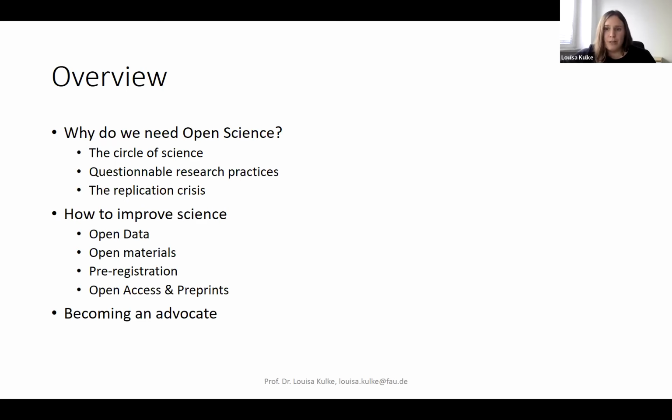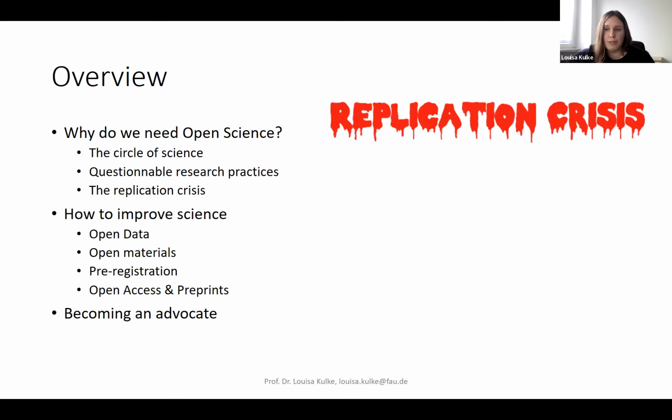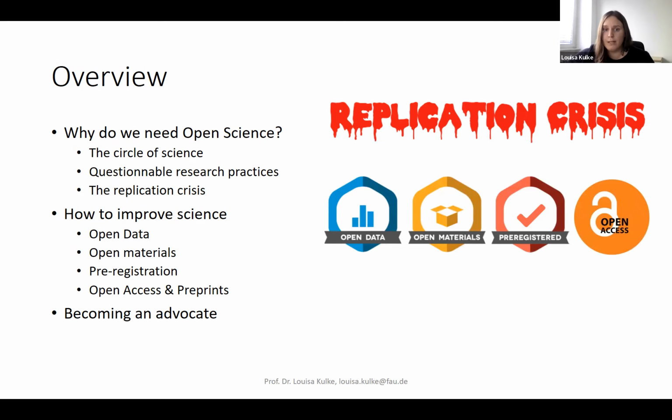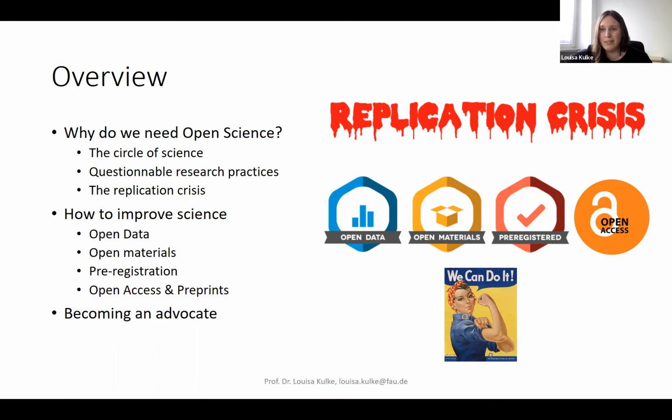So I'm going to summarize. We talked about why we need open science, and one main reason is because there's a replication crisis going on, and we know that a lot of the papers that we read aren't as reliable as we'd hope them to be. How do we improve open science? There are lots of options. For example, share your data openly, open materials, pre-register your data, and allow for open access. And we talked about becoming an advocate, showing that it's very easy to do. You can actually do it. Everybody can do it, just in different dimensions, from the very small, talking to your friends, to the very big, organized Open Science Society.